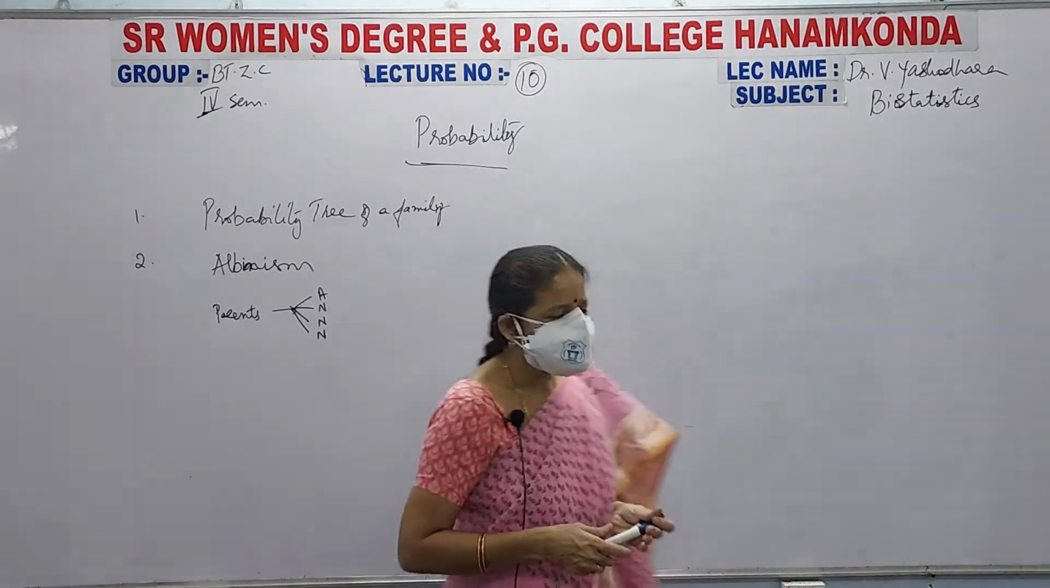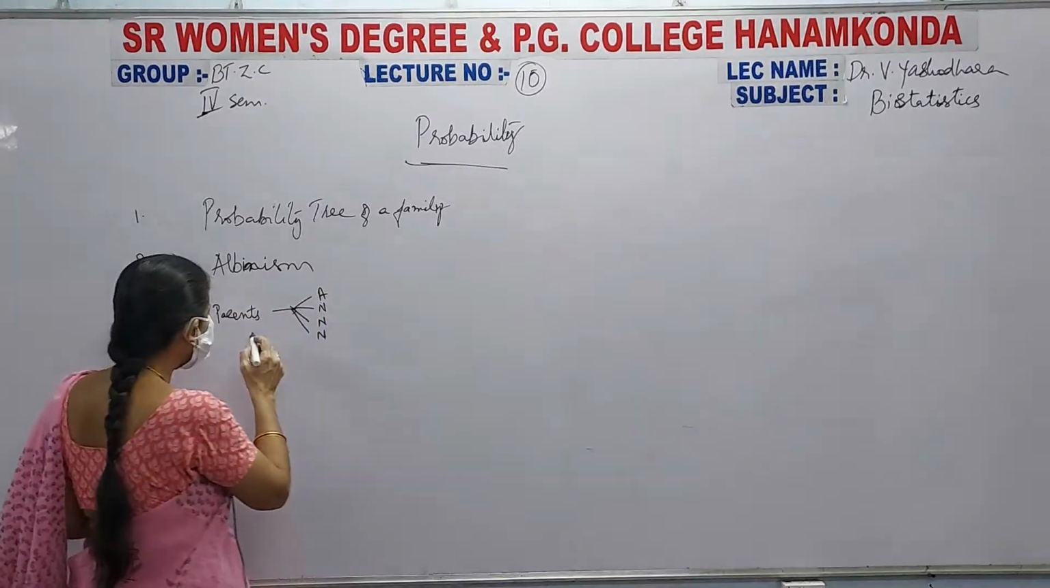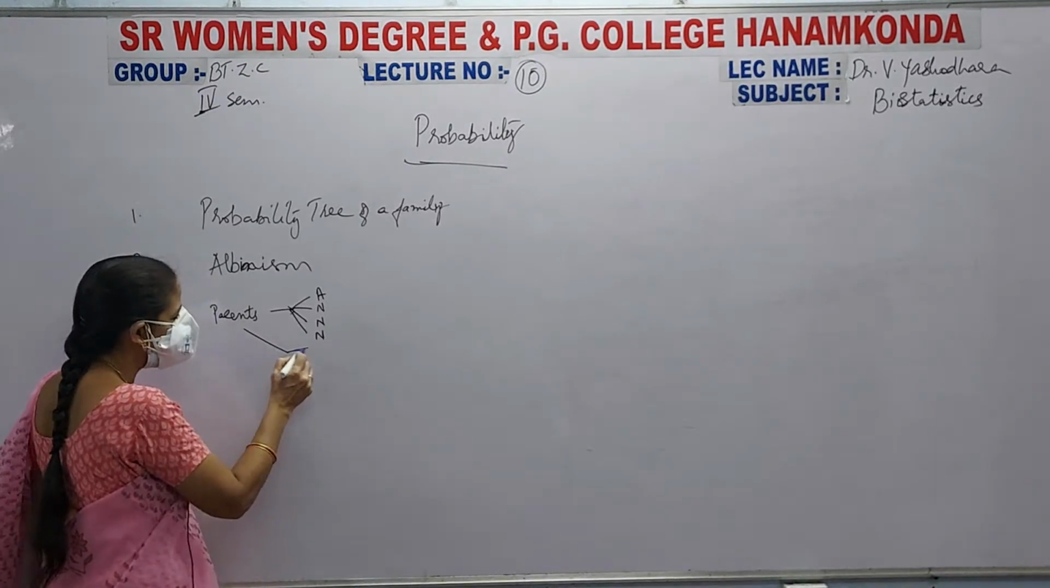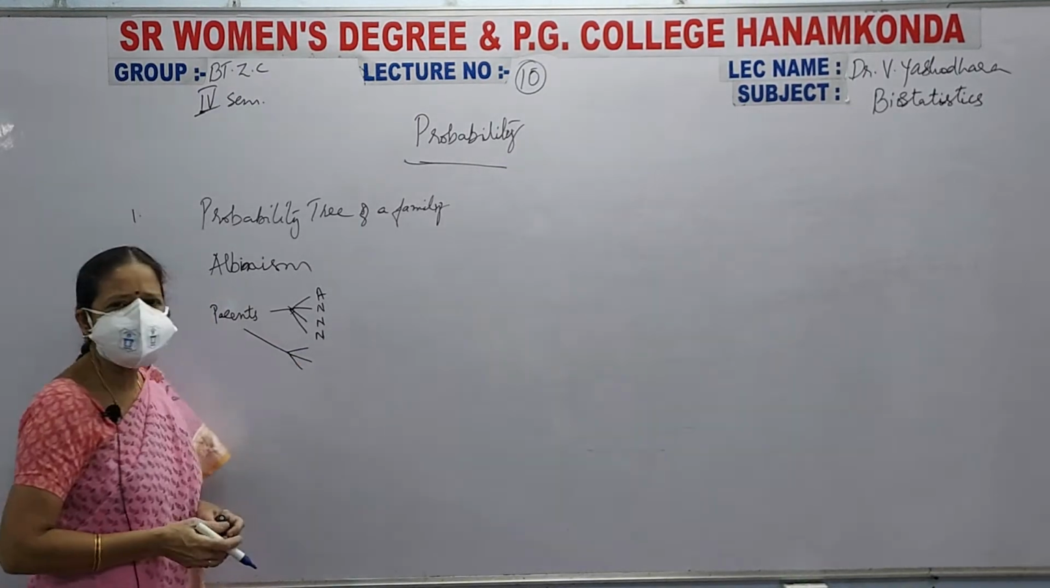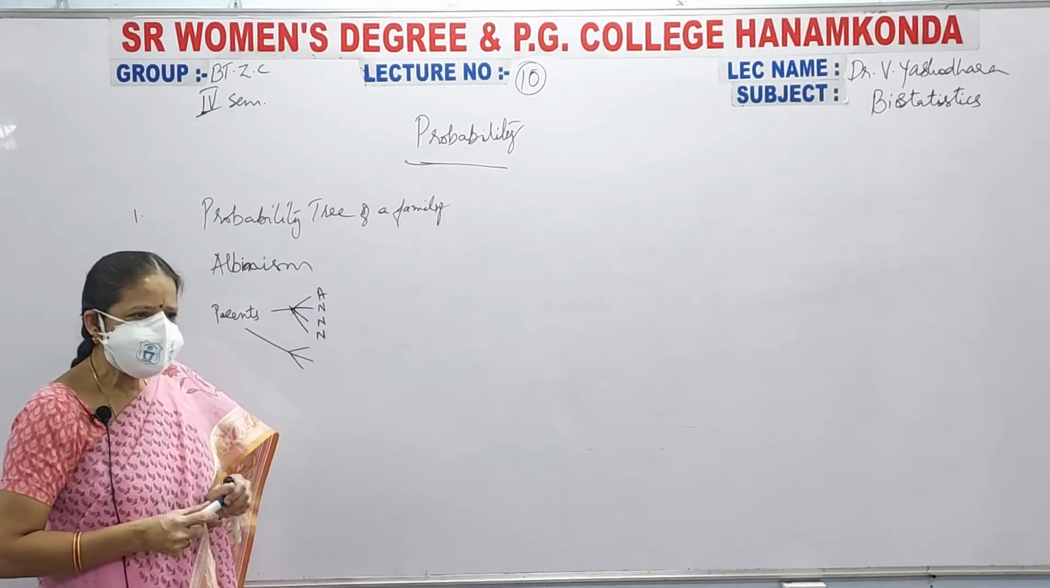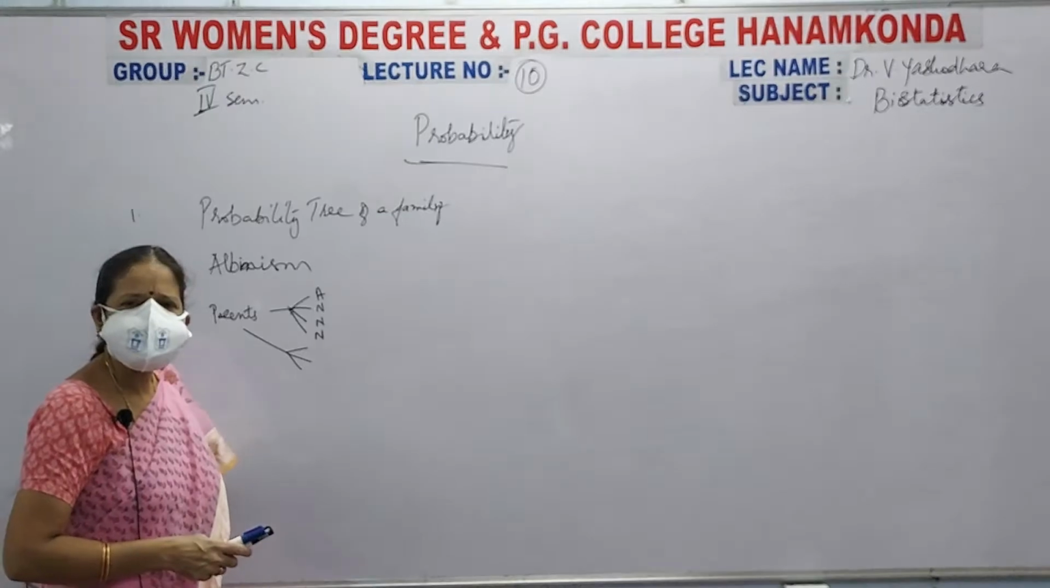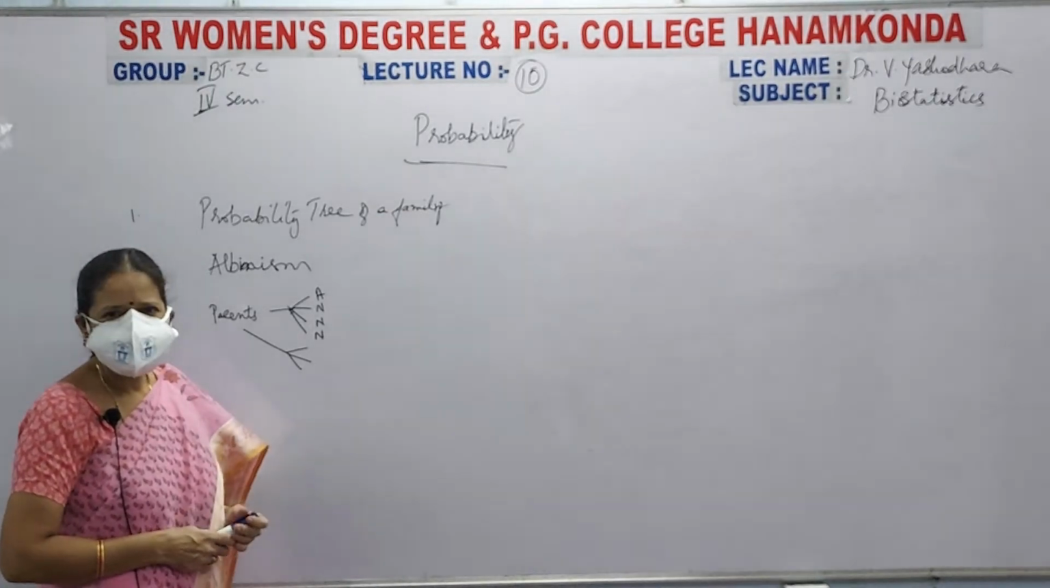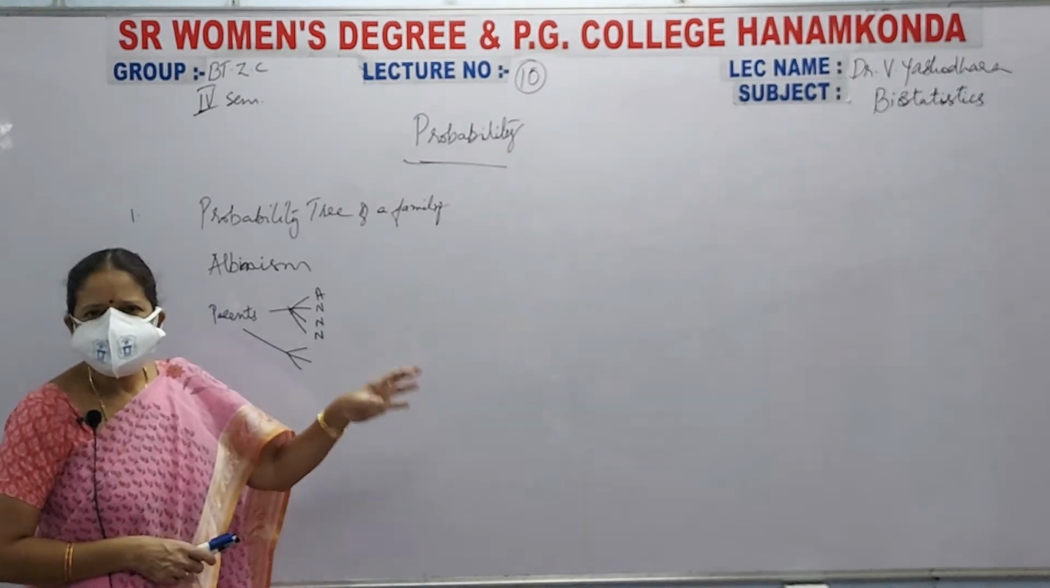To know the probability, the same parents went again for a second time. They wanted to go for another 3 children and test whether those 3 children are albinos or normal children. Now the probability comes into the scene.